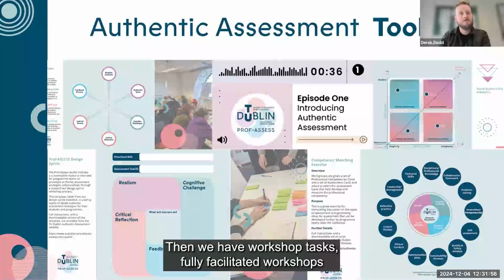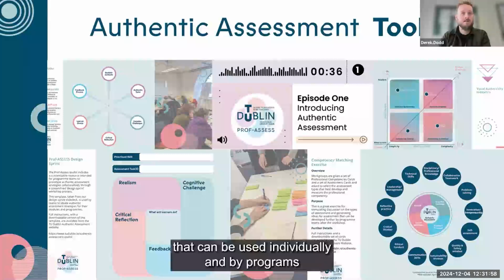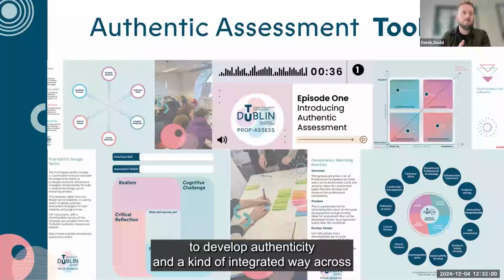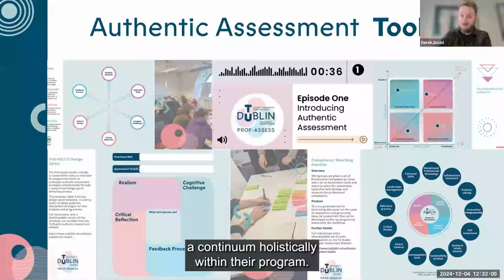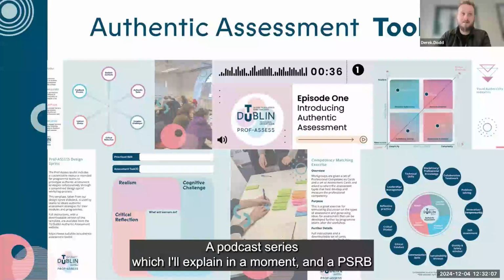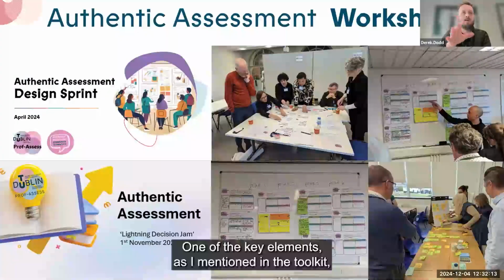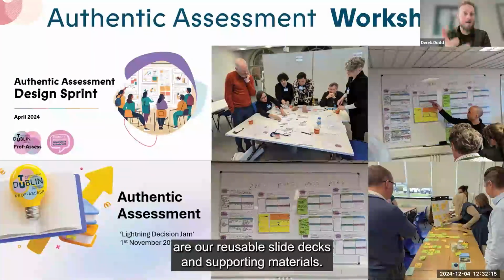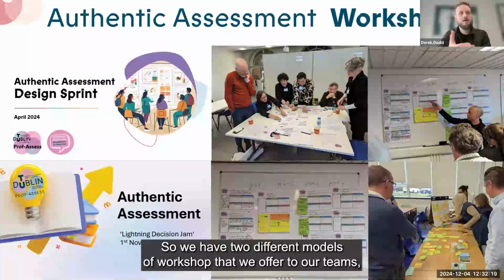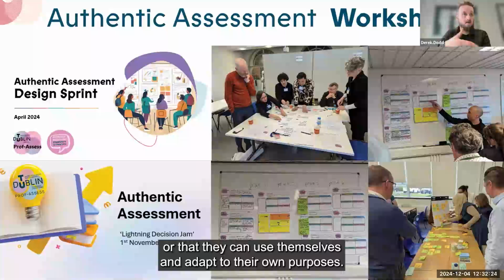Then we have workshop tasks, fully facilitated workshops that can be used individually and by programs to develop authenticity in an integrated way across a continuum, holistically within their program, a podcast series, which I'll explain in a moment, and a PSRB consultation guide, which is currently under development. One of the key elements, as I mentioned, of the toolkit are reusable slide decks and supporting materials. So we have two different models of workshop that we offer to our teams, or that they can use themselves and adapt to their own purposes.